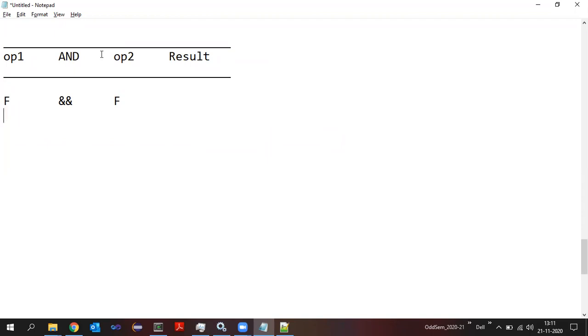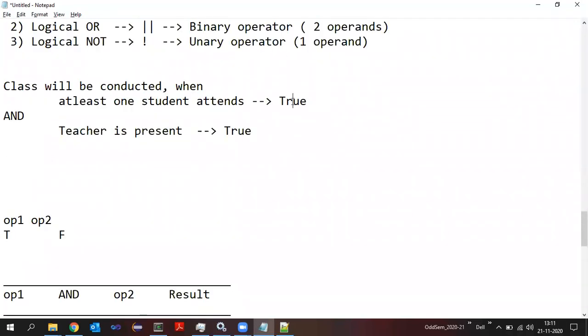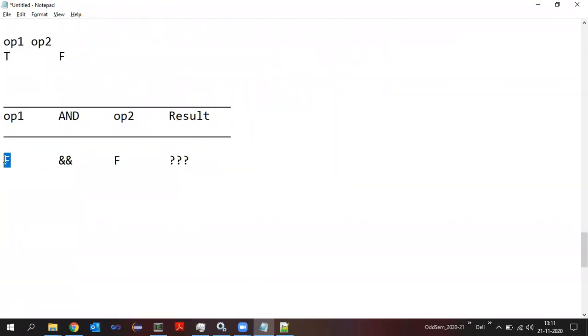First, when the first operand is false and the second operand is false, what do you expect the result to be? False, right? If you look at this example, if students are not present and the teacher is also not present, then the class will not be conducted. So if the first operand is false, with logical AND, and the second operand is false, the class will definitely not be conducted. The result is again false.